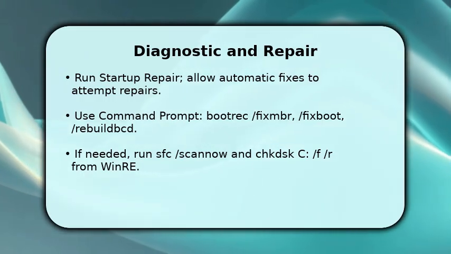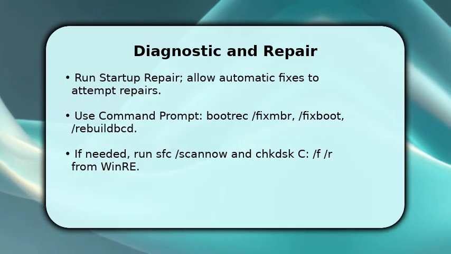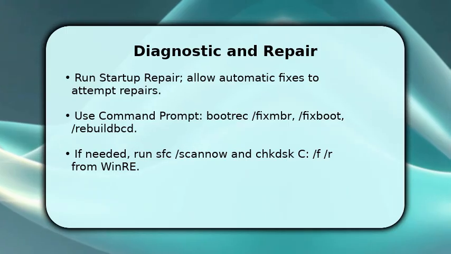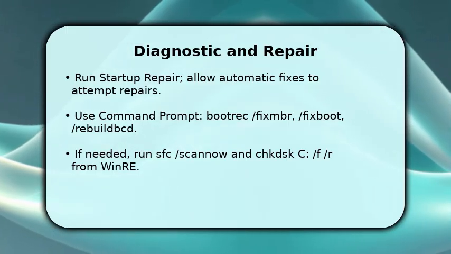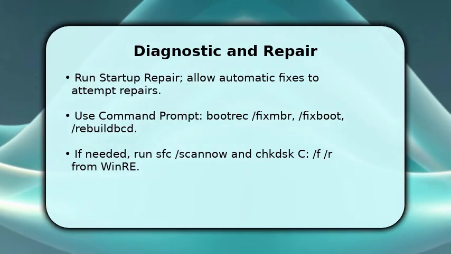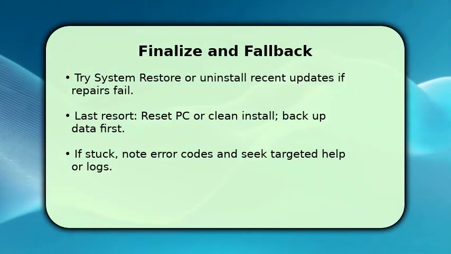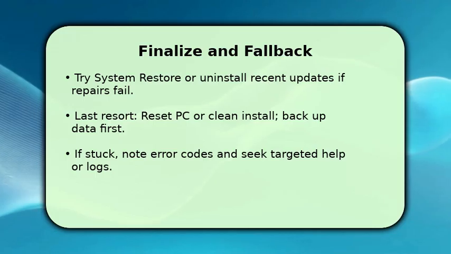After that, run sfc /scannow and chkdsk C: /f /r to repair system files and disk errors. Make sure to wait. Disk checks can take time and interrupting them can cause problems if repairs don't stop the loop. Use System Restore to roll back to a working point or uninstall recent updates from WinRE. This often undoes the offending change.